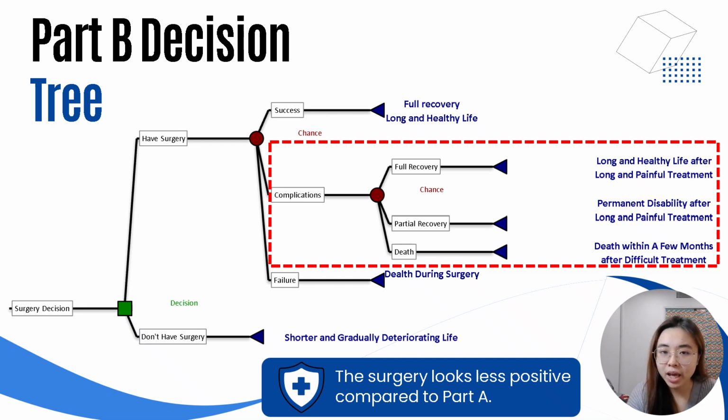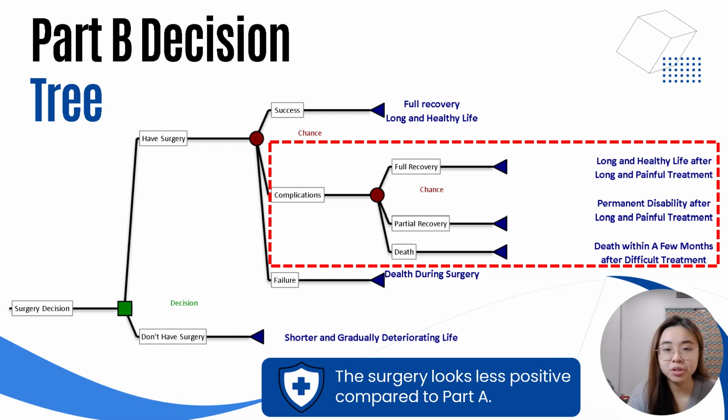However, if complications arise, she encounters a second layer of uncertainty. Thus, there is a second chance node. This node includes three additional outcomes. First, she might fully recover after long and painful treatment. However, she could have a long and healthy life. Second, she might have partial recovery with permanent disability. Finally, she might die within a few months, even though she has undergone the surgery.